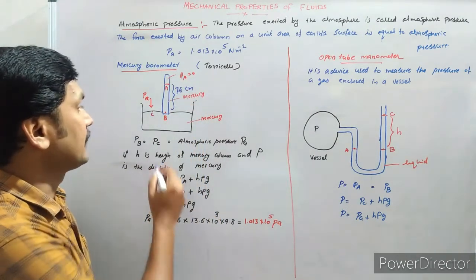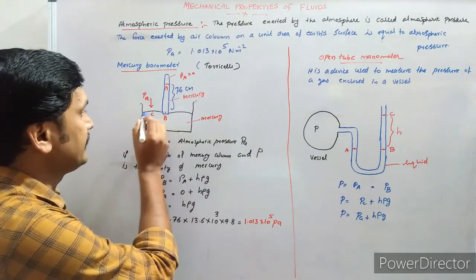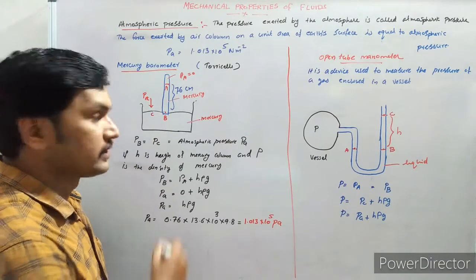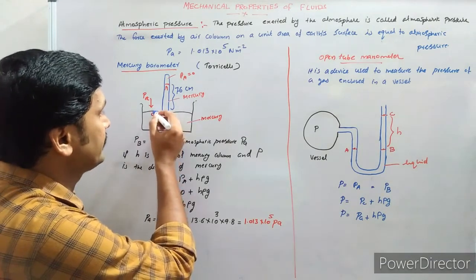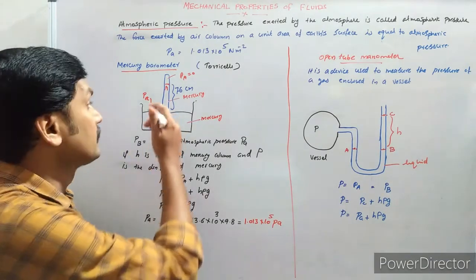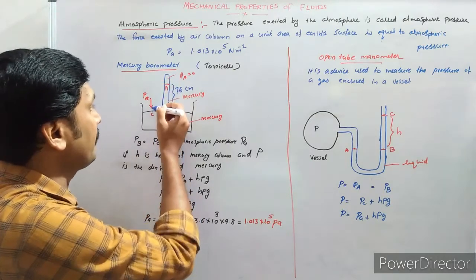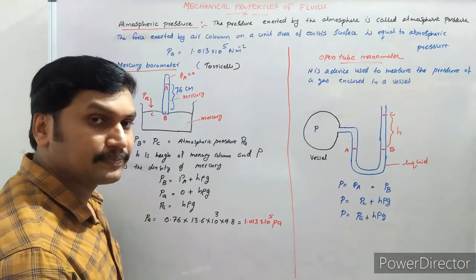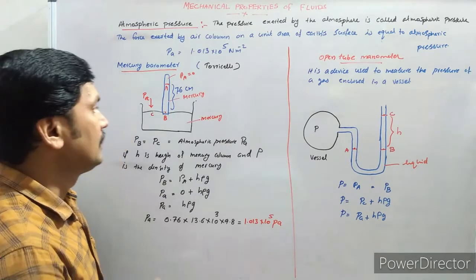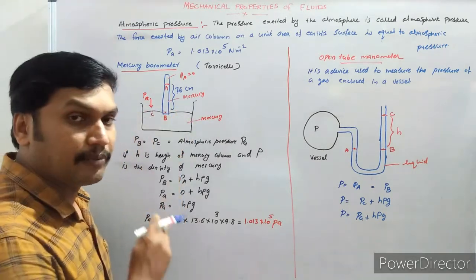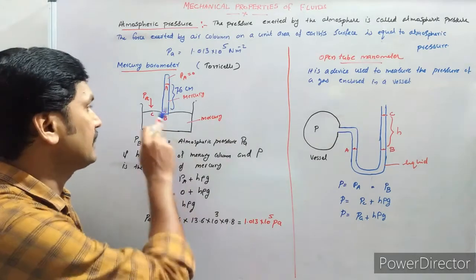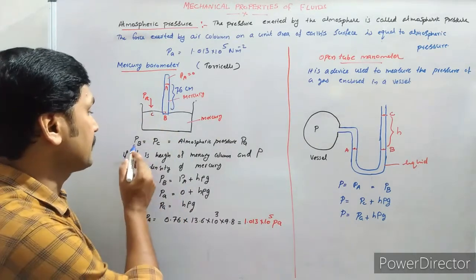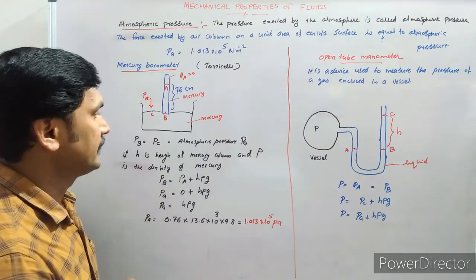Now consider two other points, B and C, which are at the same level. C is the top point of this mercury level. The pressure acting at the point C is atmospheric pressure. But we know from Pascal's law that as C and B are points at the same level, pressure at C should be equal to pressure at B. So we write pressure at B is equal to pressure at C.